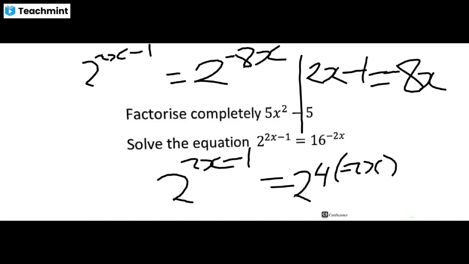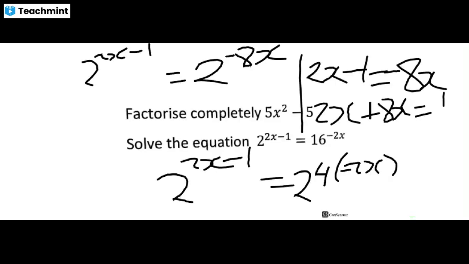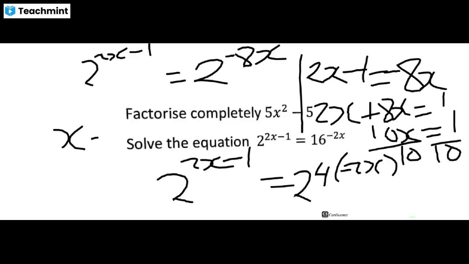Then you solve this equation to be 2x plus 8x equals 1. And then 2x plus 8x will be 10x equals 1. Then you divide by 10 on both sides. Therefore x equals 1 over 10. So by so doing, you would have solved this equation. So I hope this helps.